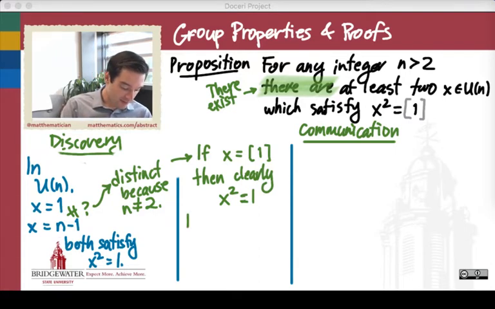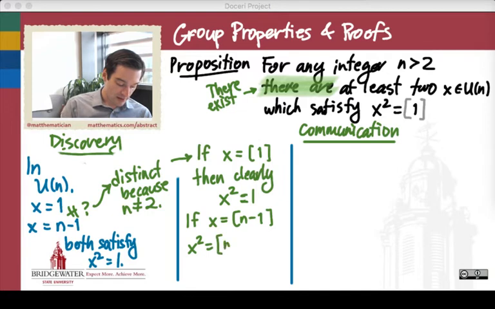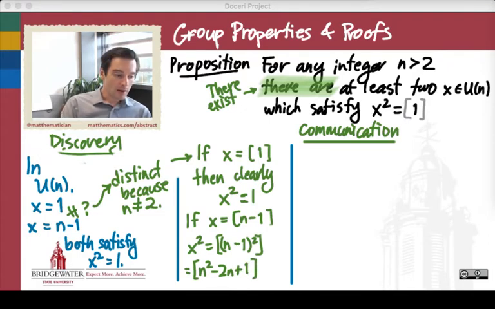So what about the other case? So the other case is supposed to be n minus 1. Then we just have to figure out what is x squared in this case. The equivalence class of n minus 1 squared. Well, again, because of how modular arithmetic works, that's the same as the equivalence class of n minus 1, the quantity squared. So let's just work out what n minus 1, the quantity squared, is. FOIL, n squared minus 2n plus 1. Right? Okay, but n squared minus 2n plus 1, what equivalence class is that in modulo n?